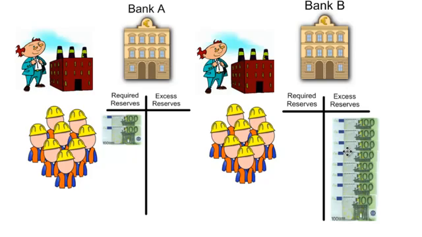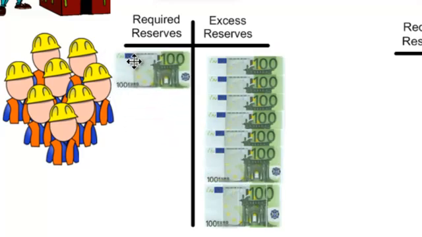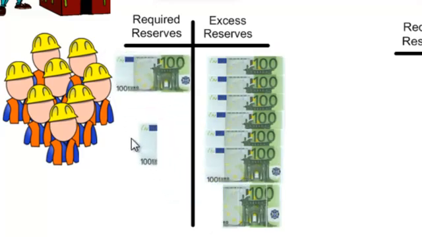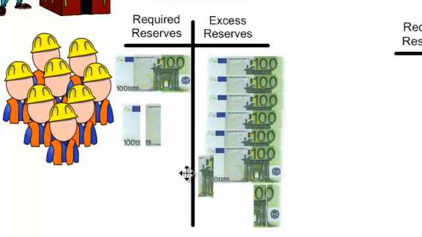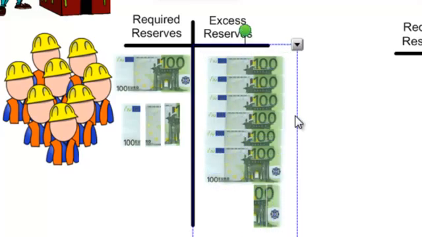Now we have 800 euros in Bank B. With the reserve requirement of 0.2, Bank B must set aside 160 euros into its required reserves. So let's count out 160 euros here. There's 100, and we've broken this up into some chunks. That's 3/5 of another 100. That's 160 euros. Now this leaves 640 euros in Bank B, which are excess reserves.